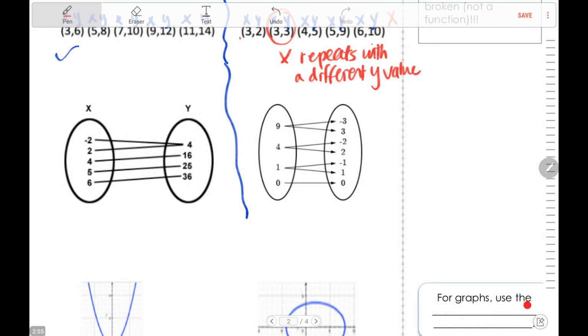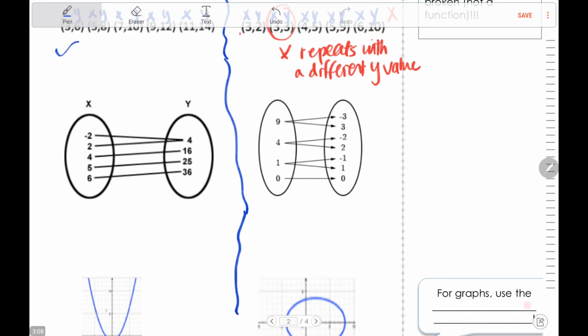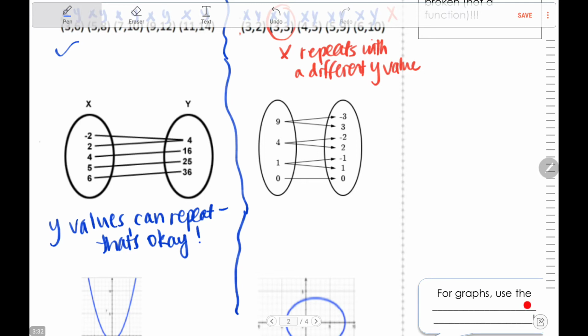Here's a mapping, which is just like a table. So what this is saying is -2 goes to 4. 2 goes to 4. Now, some of you might be wondering, well, this isn't a function because it both maps to 4. Well, does every x have a matching y value? Yeah, -2 goes to 4. 2 goes to 4. 4 goes to 16, 5 goes to 25, 6 goes to 36. Y values can repeat. That's okay. So this is a function.